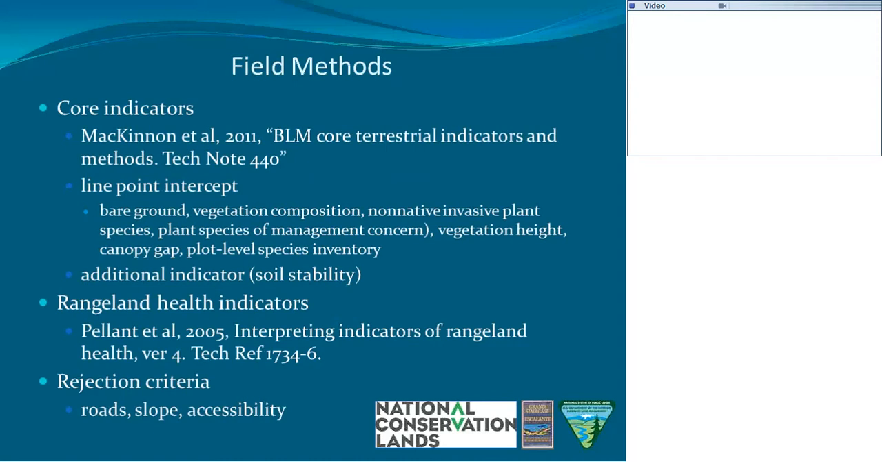The field methods, I'll skip through this real quickly. It's the same thing that you've been hearing all day. The core terrestrial indicators from TechNote 440, and we also are at the same time collecting data using Interpreting Indicators of Rangeland Health. We have a set of rejection criteria. We oversample the original sampling design so that we know that we're going to reject some sites for inaccessibility or safety concerns.